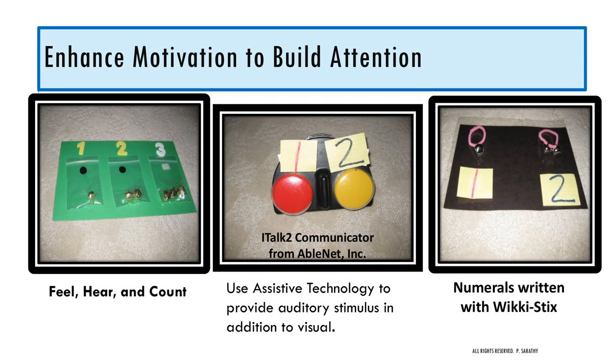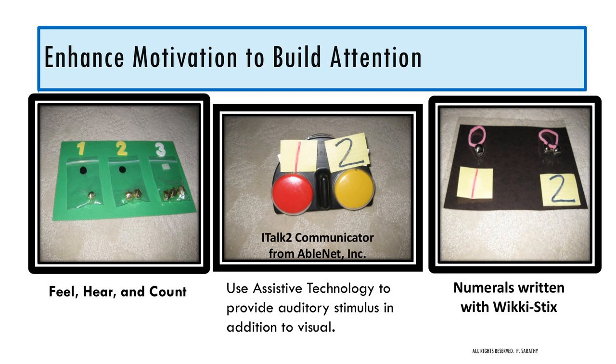So how do we enhance motivation to build their attention? For example, you will see numbers 1, 2, 3. There, they are feeling the object. They can hear it because these are mini jingle bells. They can hear the object, which is especially valuable for a student who is visually impaired. And they get to feel and touch and count the object.